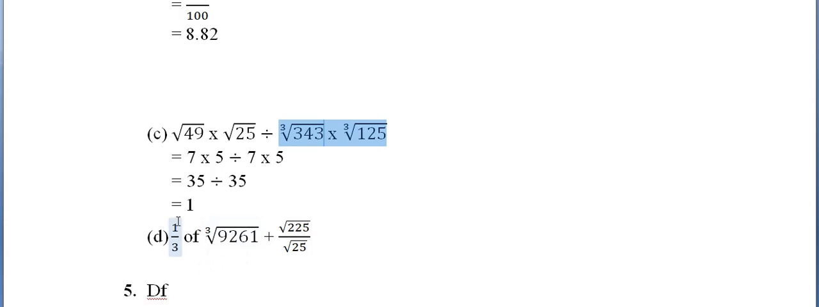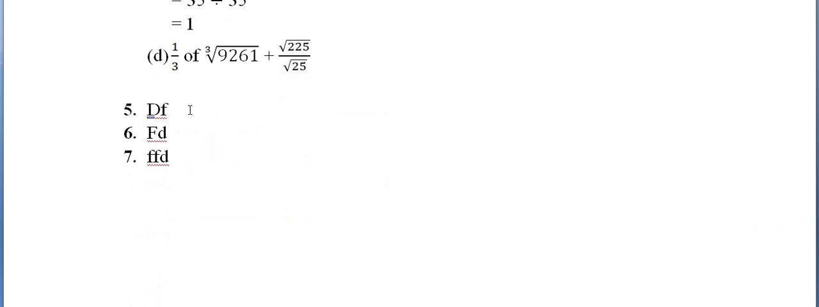Okay, and follow the same process in question number D also. Okay, in the next page we have the word problems. So question number D: by which number should 32768 be multiplied to get a perfect square? Okay, so we'll do this in the next video. Okay.